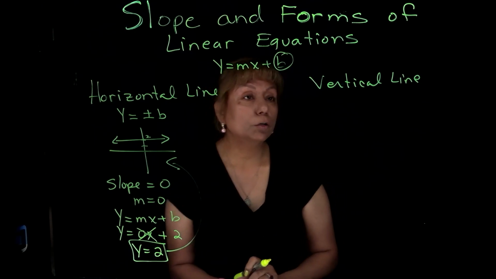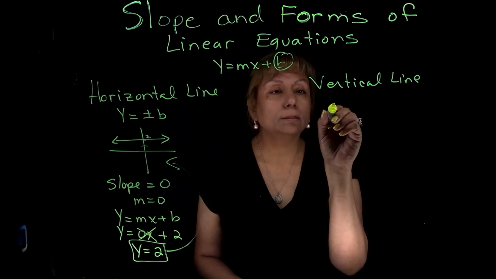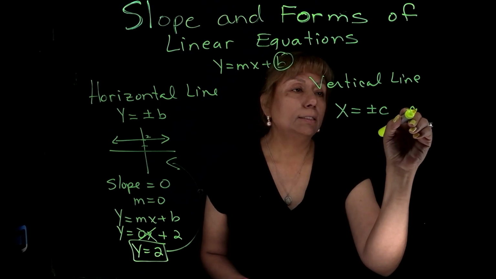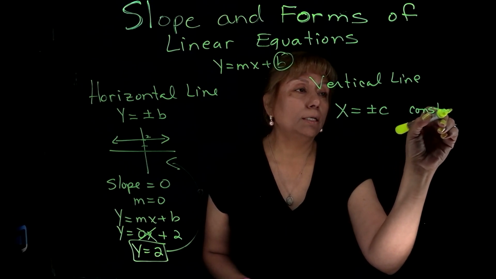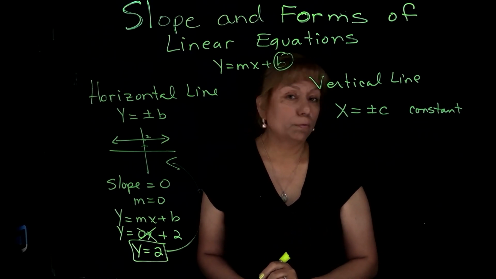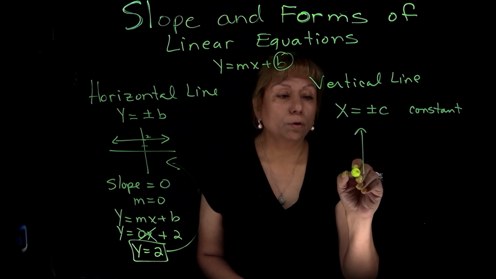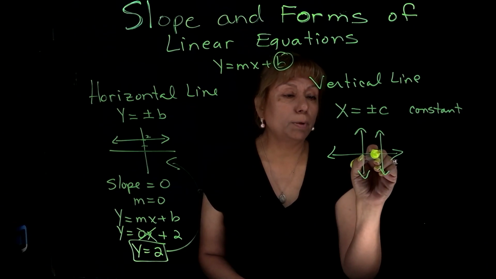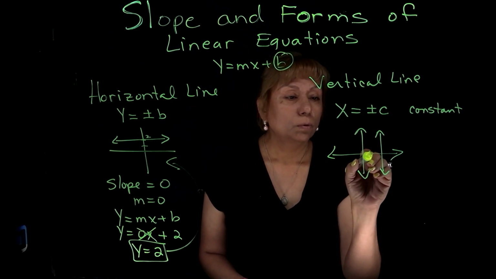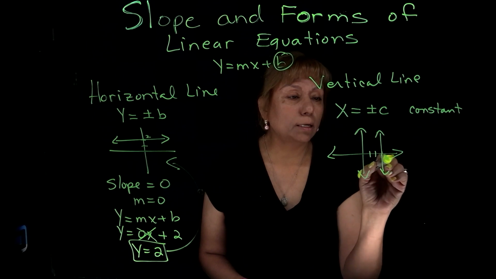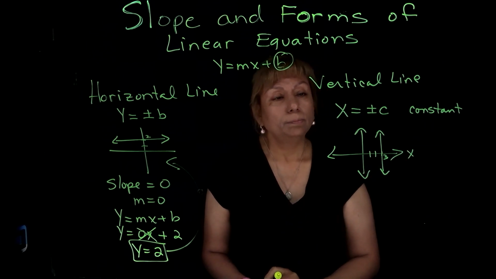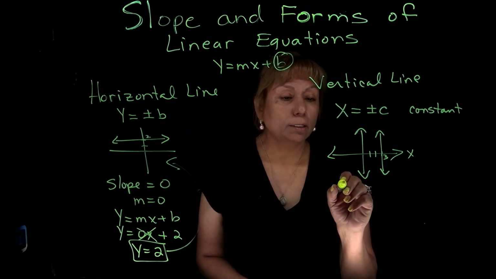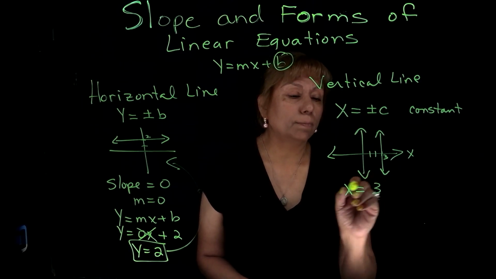Now, if we look at the vertical line, vertical lines start with x equals plus or minus c. C stands for constant, so any number, even a 0. So if I draw a grid, a vertical line goes up and down. It can be on the positive side or the negative. We'll make this a 3 right there on the x-axis, okay? So if I wanted to write the equation of this vertical line, this would be x equals 3.